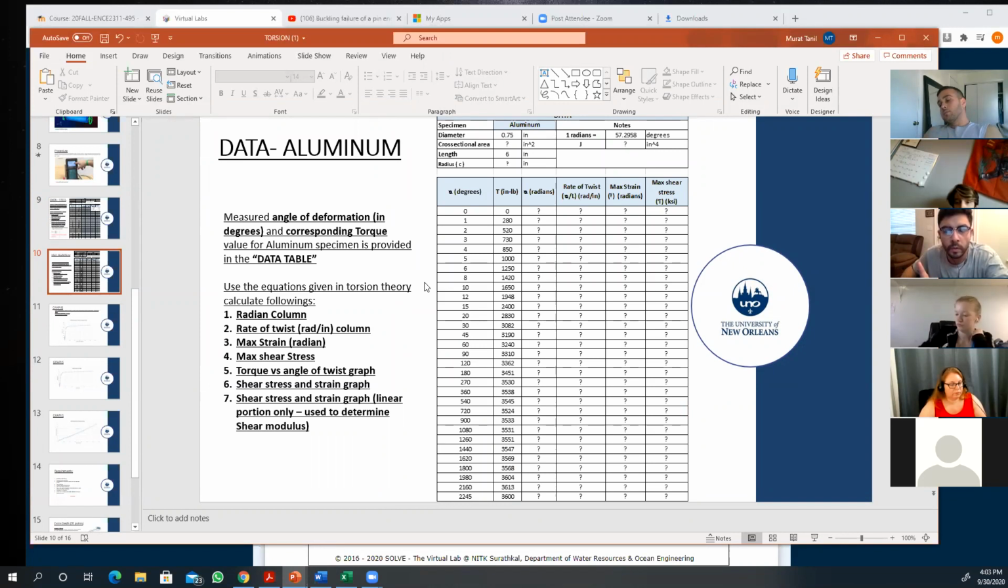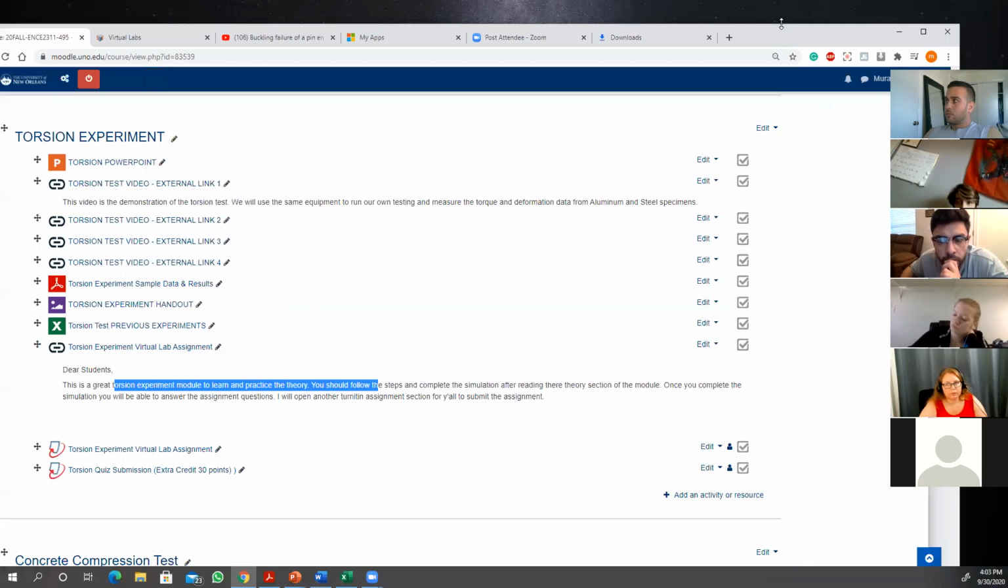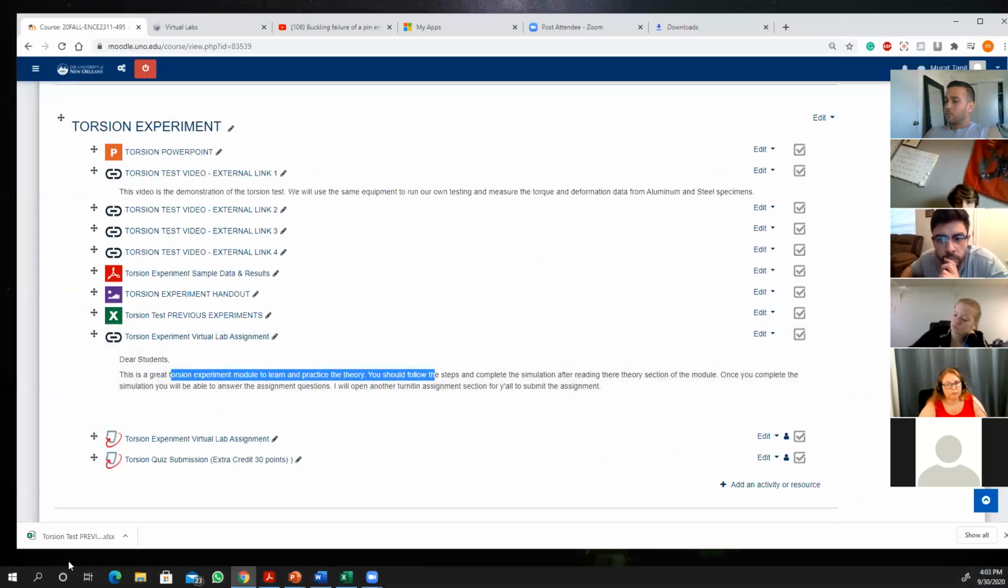So for the Excel file that you provided, where it has the aluminum data, steel data, and then aluminum and steel part 2. For the first part, the tables were empty, so I just assumed you were giving us the data in those, and I completed those tables. So I'm guessing that was incorrect, and you wanted us to use the simulation data, or could I just use what I did already?